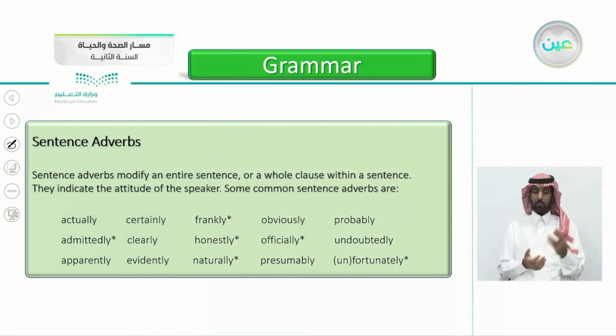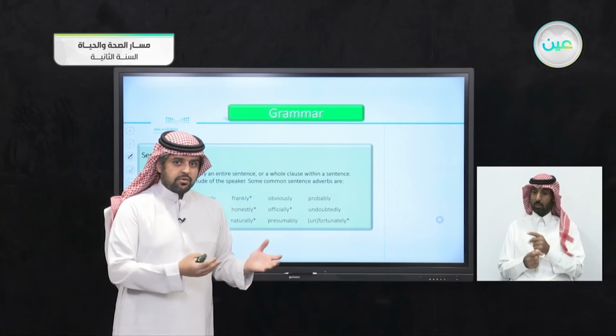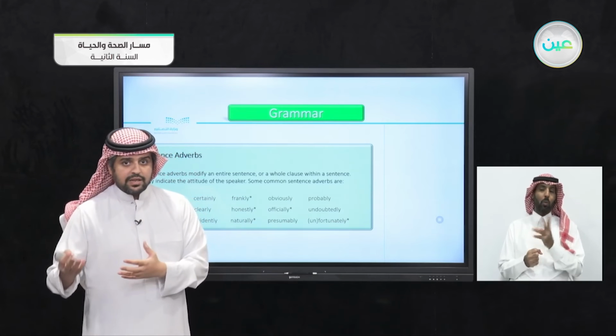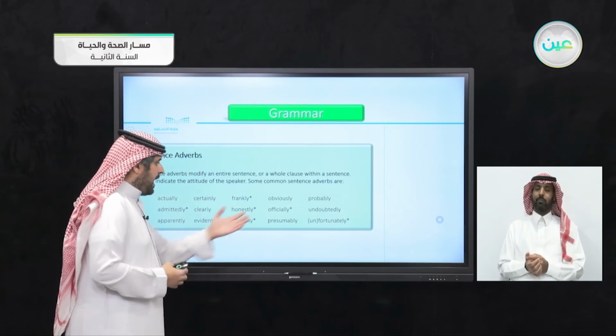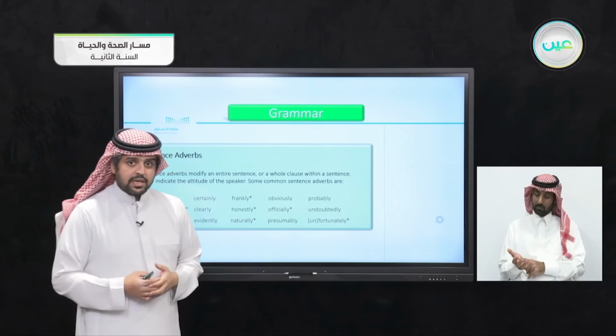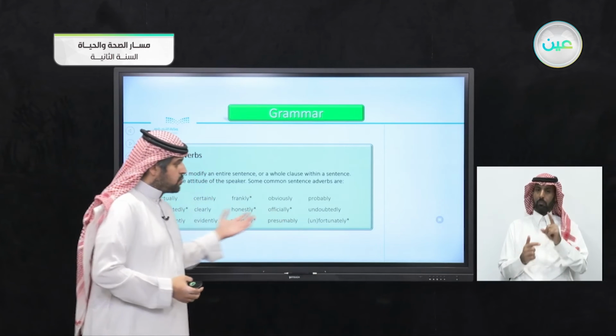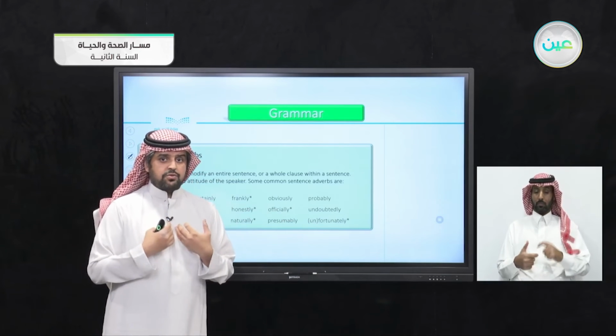Also, the sentence adverbs here that we begin the sentence with, it's connected to your attitude. If you remember, when you say actually, obviously, frankly, etc. Sentence adverbs modify an entire sentence. They modify the whole sentence or a whole clause within a sentence. They indicate the attitude. Remember, sentence adverbs are always connected to the attitude of the speaker. When you say admittedly, it means you admit something. When you say frankly, it means you are saying what you think is correct. When you say, for example, here, undoubtedly, it means that this is something you are 100% sure of. So all of these words are connected to you, your attitude, what you think.